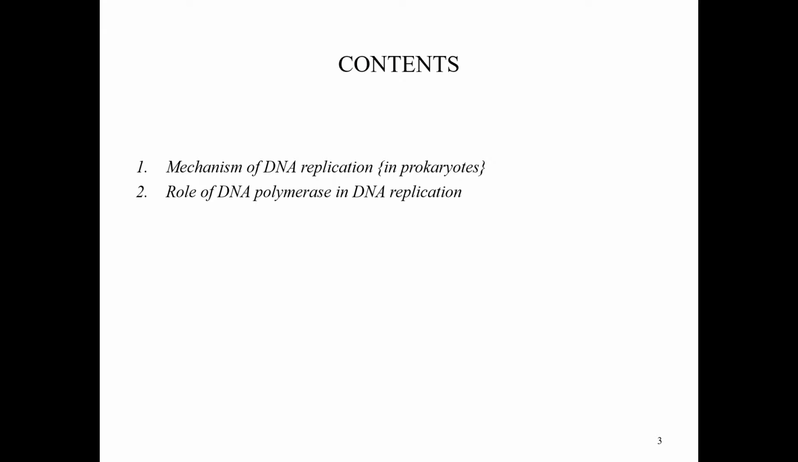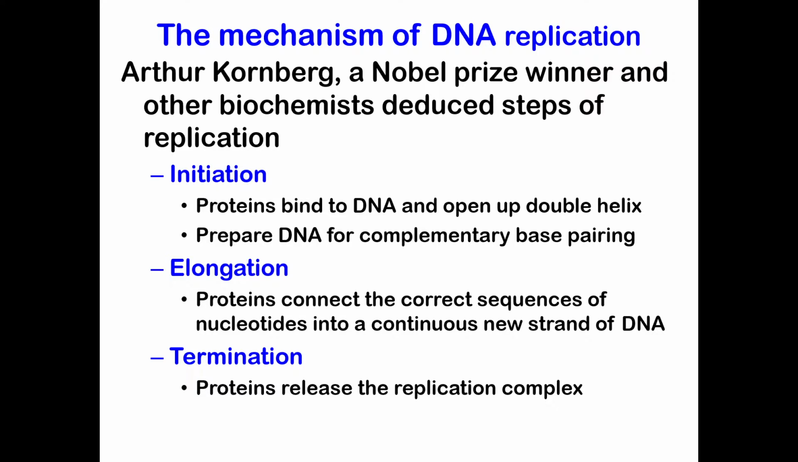In this session we will cover the mechanism of DNA replication and the role of DNA polymerase in DNA replication. The mechanism of DNA replication was first given by Arthur Kornberg, a Nobel Prize winner, and other biochemists who deduced the steps for this replication. So, which are the steps involved in DNA replication? You already know that DNA replication is by the semi-conservative method, and the different steps involved are initiation, elongation, and termination.